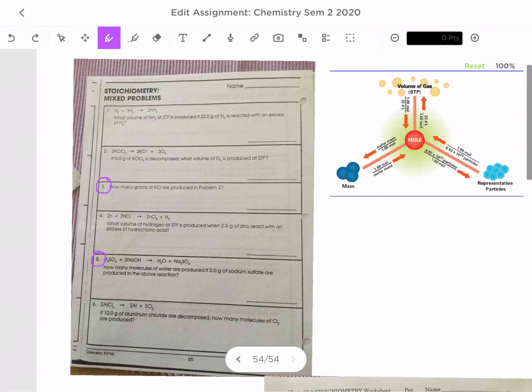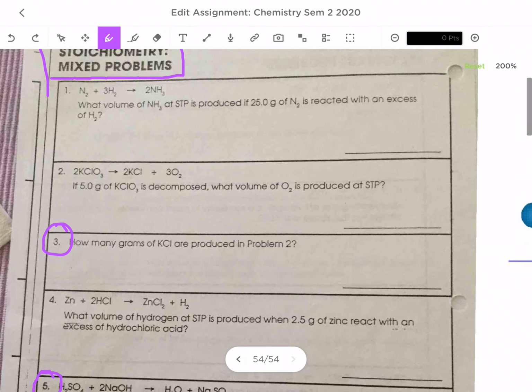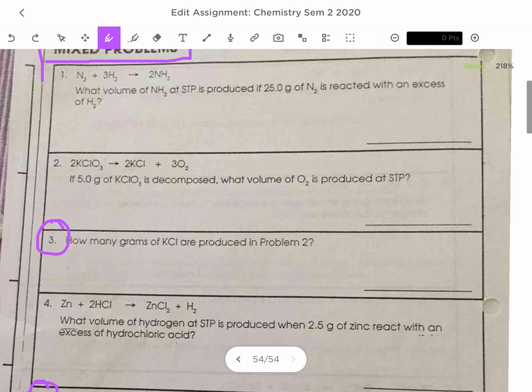Now, all of these problems, if you look up here, it says mixed stoichiometry problems. So all of these problems are kind of cool because they follow the same basic pattern. It goes from your given, the number you are given, and you always convert that to moles. And then you can use your mole ratio. And then you convert to whatever unit you are trying to find.